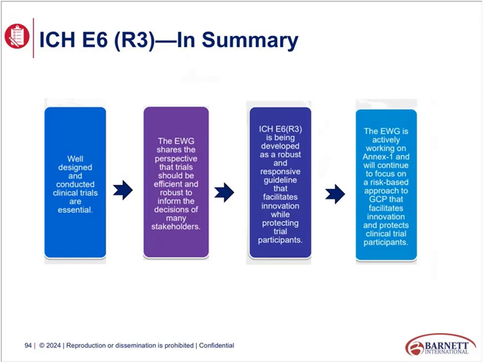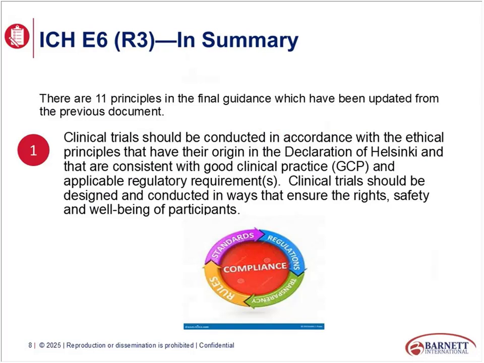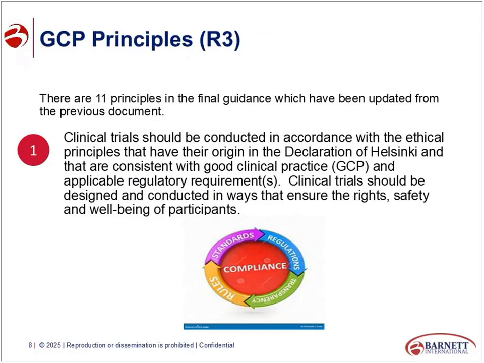Revision 3 is being developed as a robust and responsive guideline that will facilitate innovation while protecting the trial participants. And again, that working group is working on Annex 1 and will continue to focus on a risk-based approach. So Annex 1 and the R3 was approved and finalized in January of this year. There are 11 principles that are outlined in this guidance, or the revision rather.